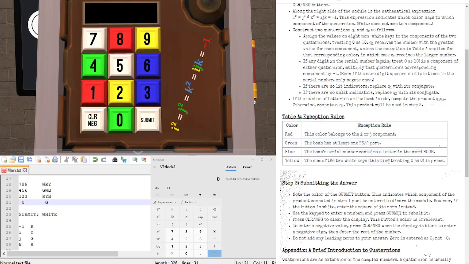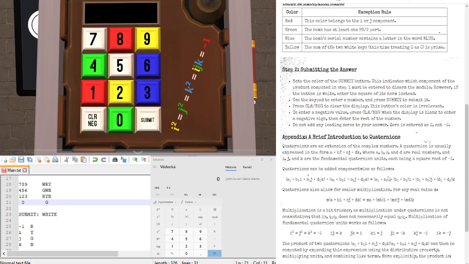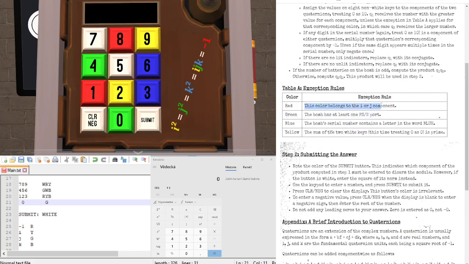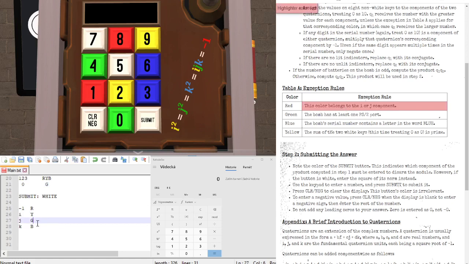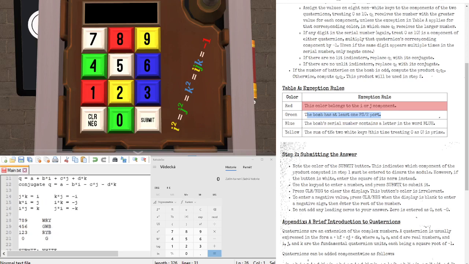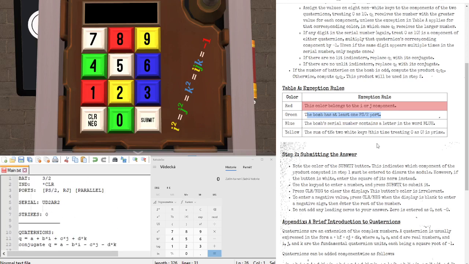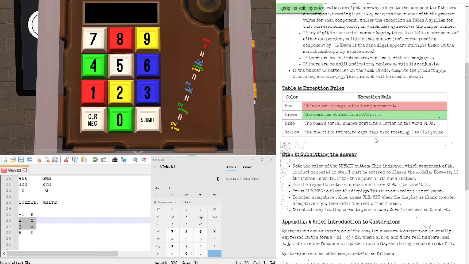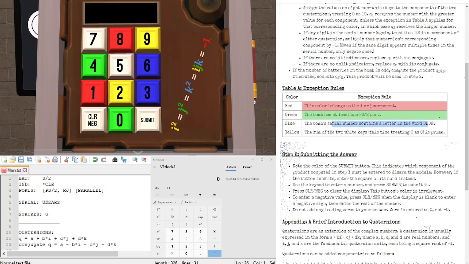So as an expert, first we'll go into table A and just see if the conditions in it are true. So this color belongs to the I or J component, red. Is red I or J? No, it's yellow. So no, none of these are red. It's yellow and green. The bomb has at least one PS2 port. We do have a PS2 port, so this is correct. The bomb serial number contains a letter in the word blue. Do we have at least one of these letters? Yeah, we have a U. So this is true as well.